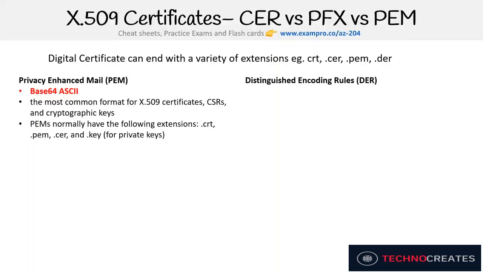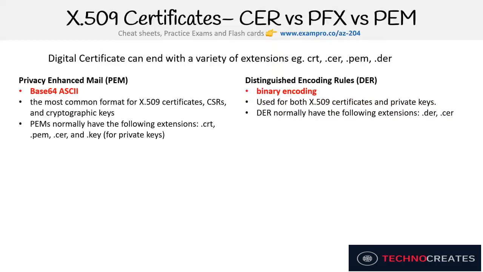Then you have Distinguished Encoding Rules, so DER. This is a binary encoding. So if you open up the file, it's a bunch of binary code. You won't be able to make sense of it, edit it, or do anything with it. It's used for both X509 certificates and private keys. DER normally has the following extensions: DER, CER.